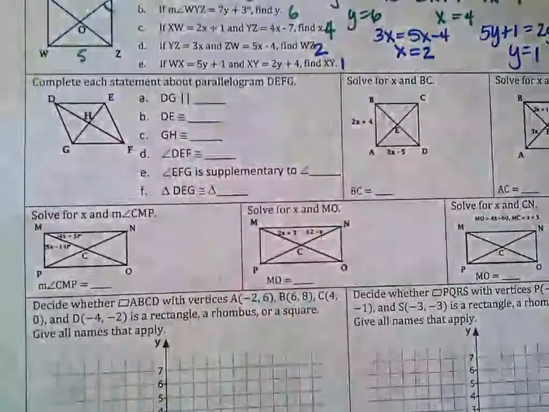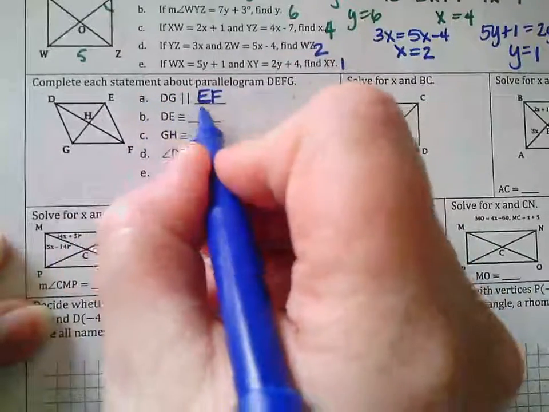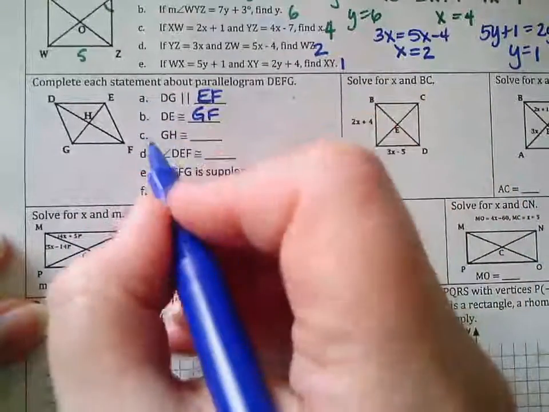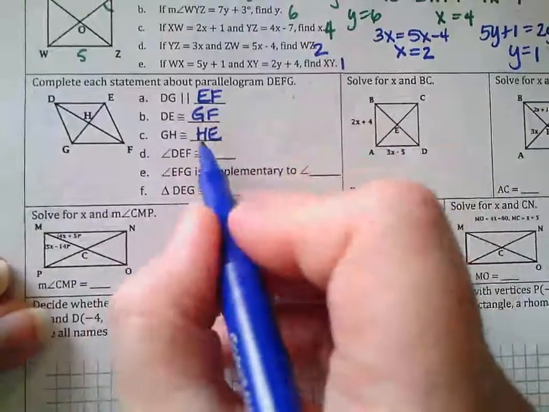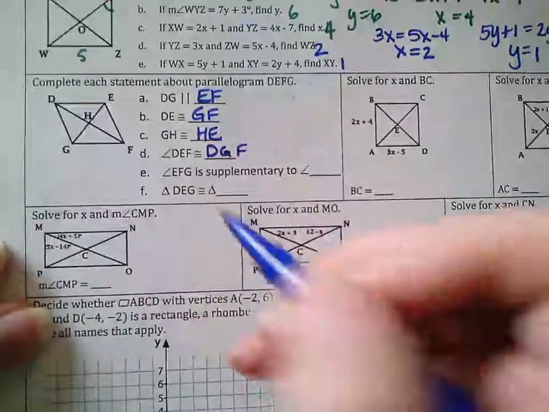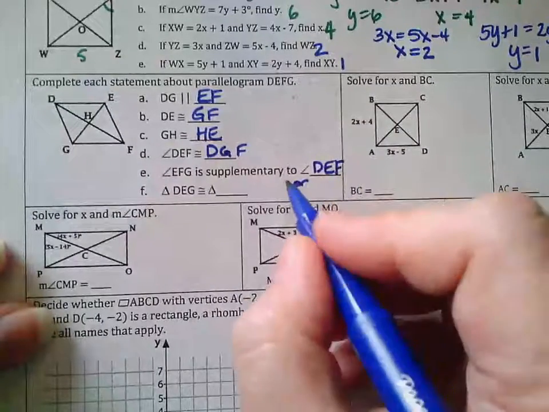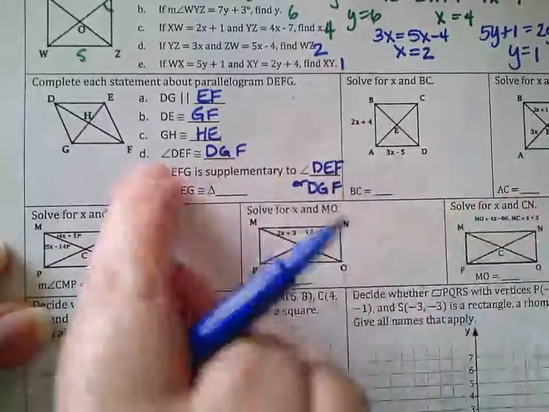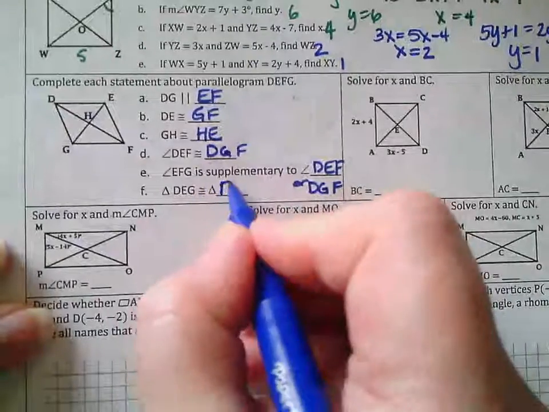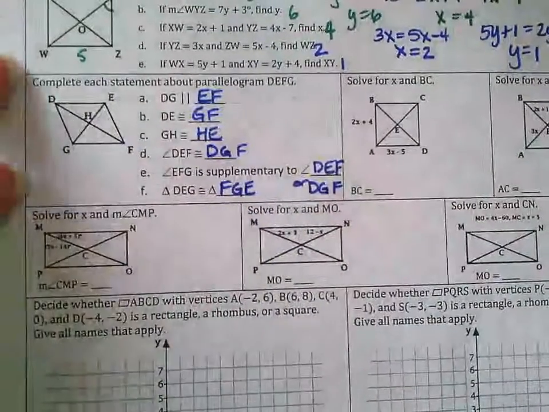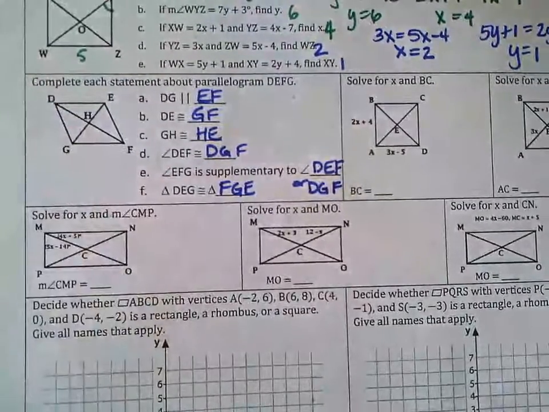Complete each statement. So DG is congruent to EF. DE is congruent to GF. GH is congruent to HE. Angle DEF is congruent to DGF. And EFG is a supplement of DEF, or you could say DGF. Remember, they're congruent, so it could be either one. And triangle DEG is congruent to FGE. So take a little bit longer to look at that if you need to. Pause the video, and then you can figure out how I got those answers.